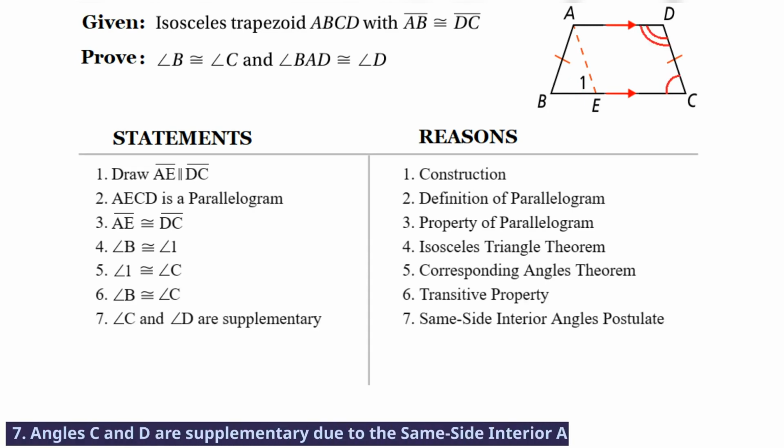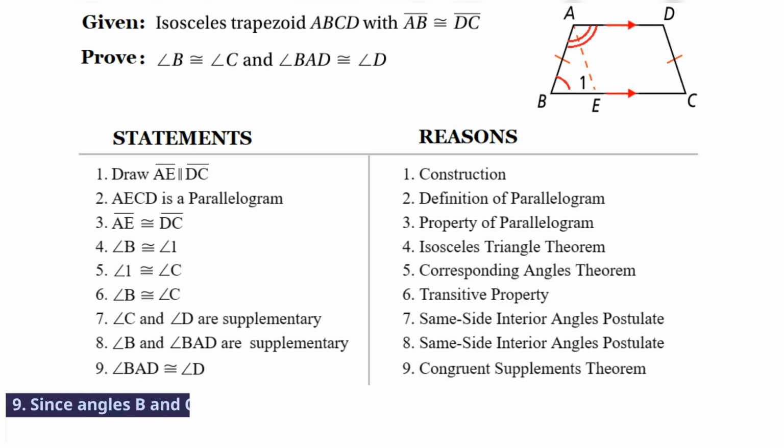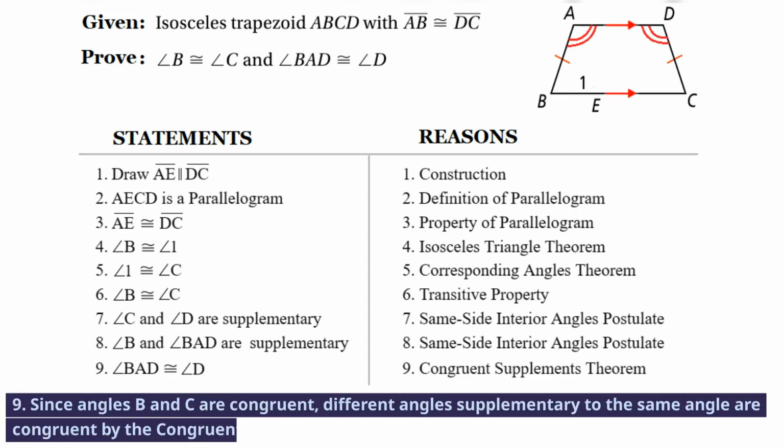7. Angles C and D are supplementary due to the same side interior angles postulate. 8. Similarly, angle B and angle BAD are supplementary. 9. Since angles B and C are congruent, different angles supplementary to the same angle are congruent by the congruent supplements theorem.